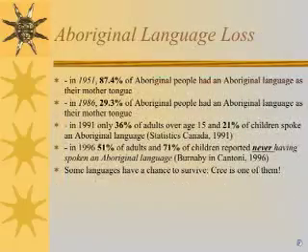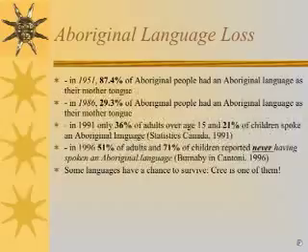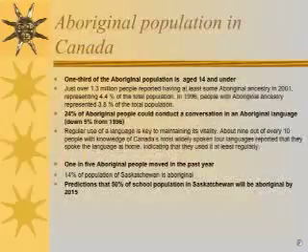In 1951 in Canada, 87.4% of Aboriginal people had an Aboriginal language as their mother tongue. In 1986, 29.3% of Aboriginal people had an Aboriginal language as their mother tongue. In 1991, only 36% of adults over the age of 15 and 21% of children spoke an Aboriginal language. And these are all based on Statistics Canada data. By 1996, 51% of adults and 71% of children reported never having spoken an Aboriginal language. Some languages have a chance to survive. Cree is one of them.